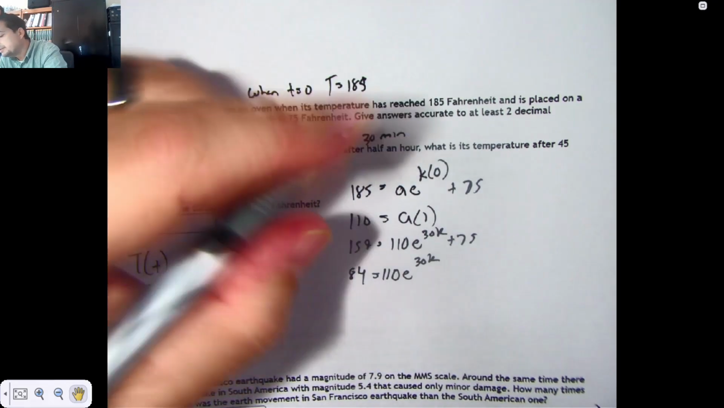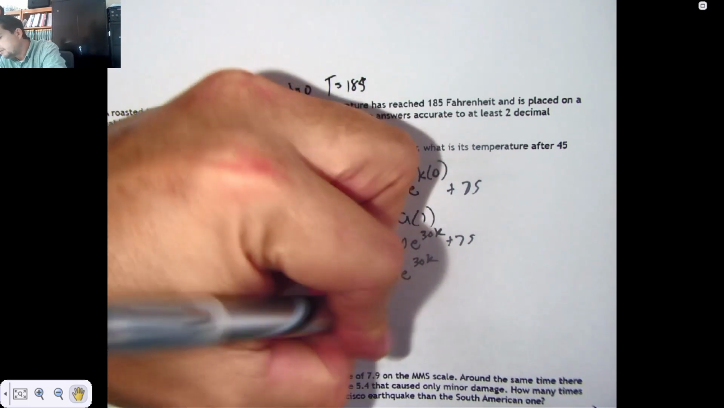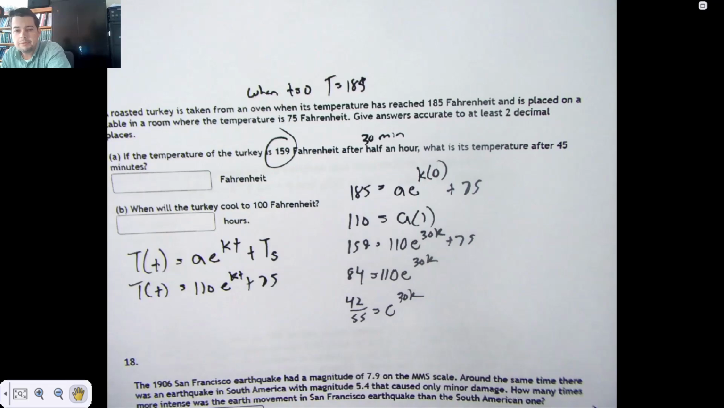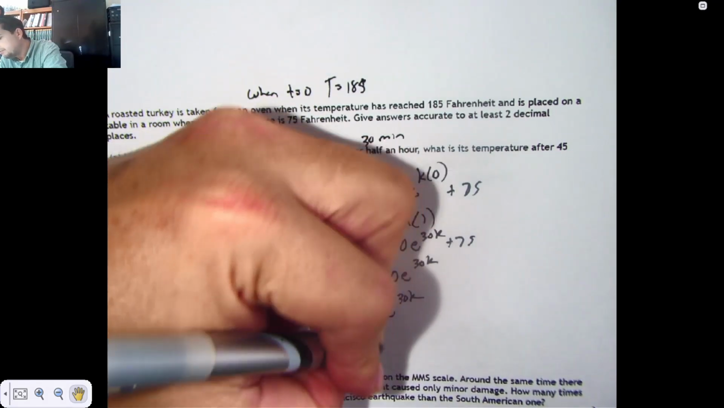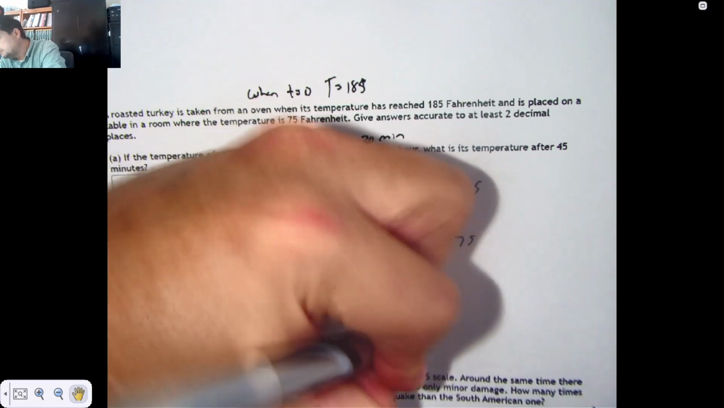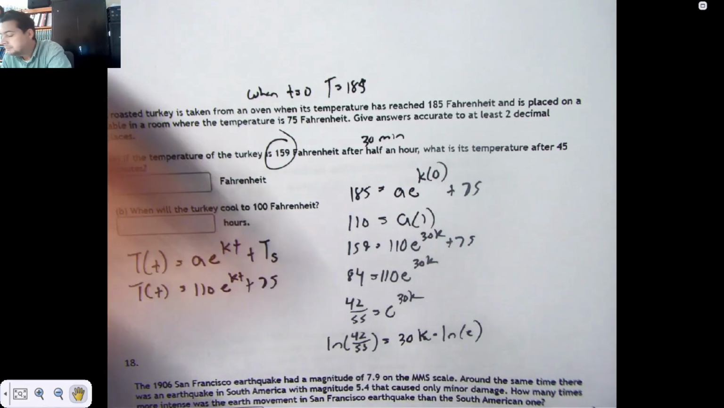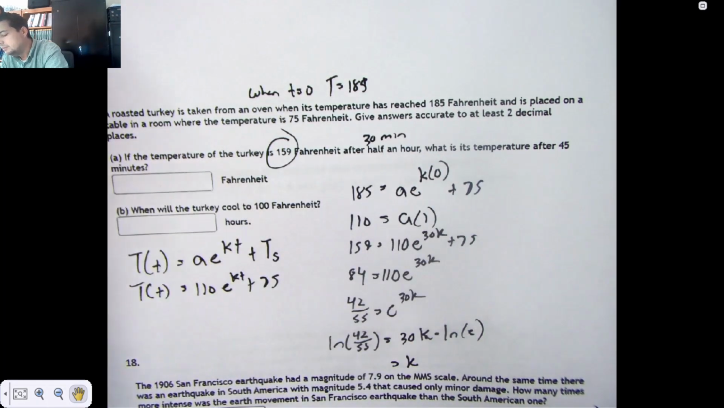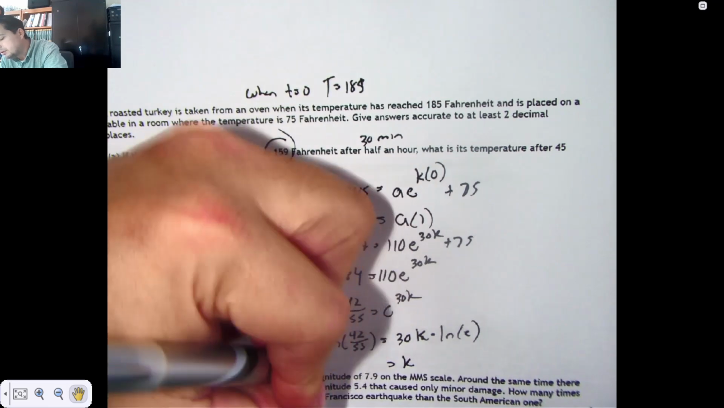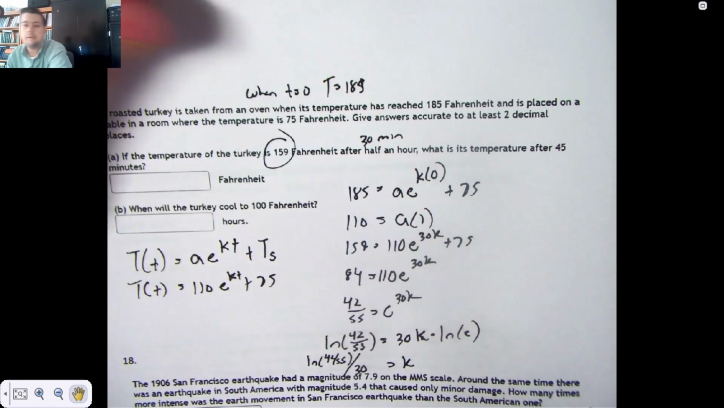Divide out your 110. 42 over 55. Then we'll ln both sides. As tired as I am, I want to write this all out. All right, that's enough. So my K, my rate of cooling here, is the natural log of 42 over 55 divided by 30.